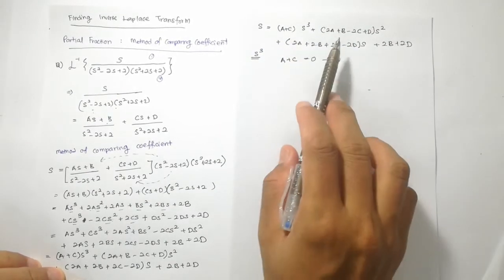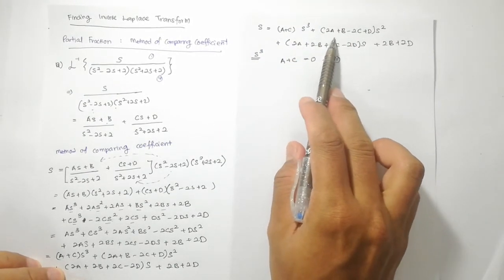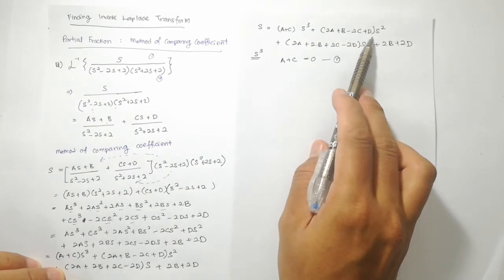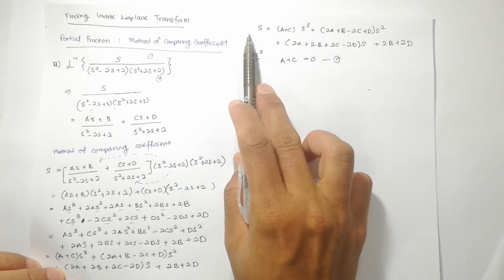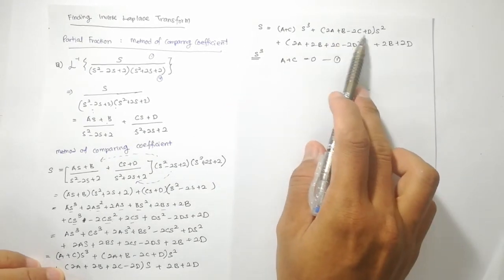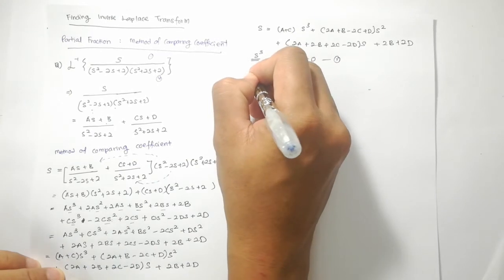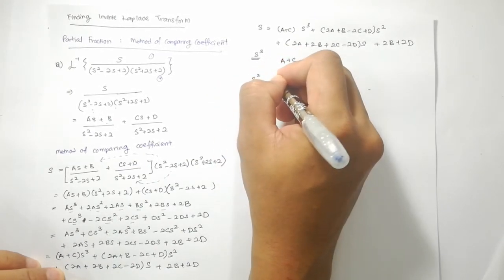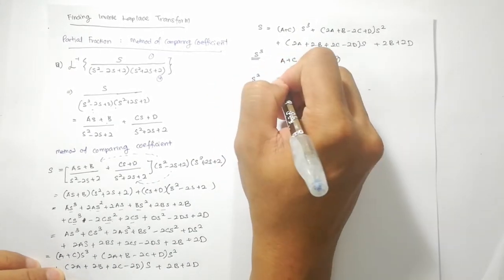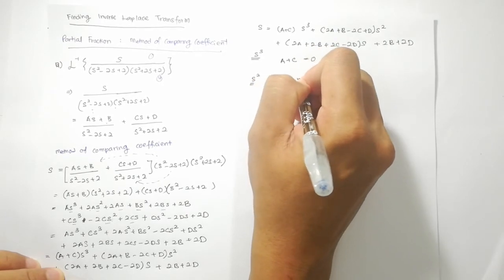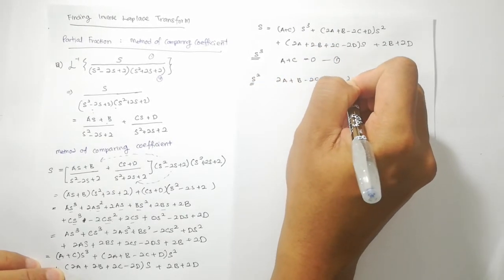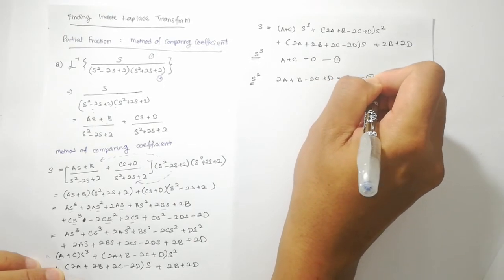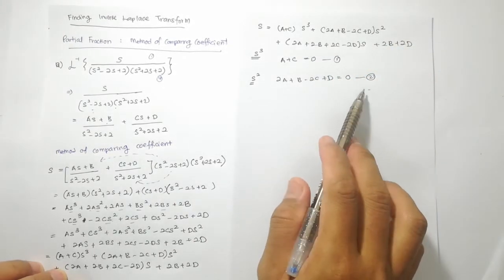Okay, so the next one is that for the s power of 2 term, we don't have any s squared over here on the left, so meaning that this will be equal to 0. So you have the s squared term, this will give us 0 also, so you have 2a plus b minus 2c plus d, which is equal to 0. This one is the second equation.